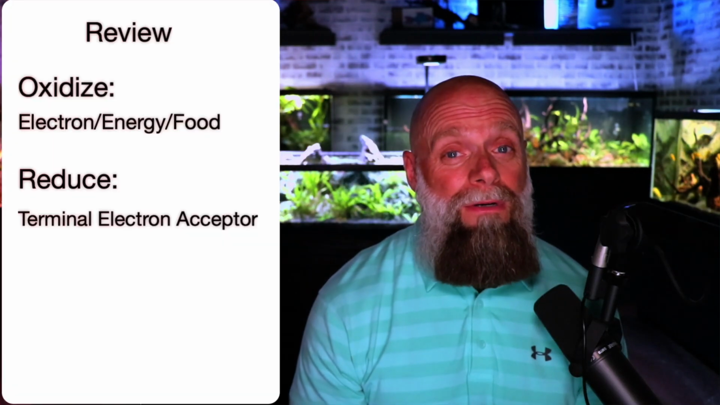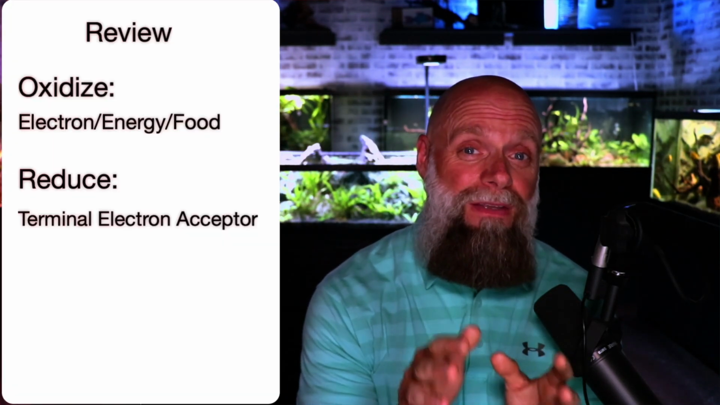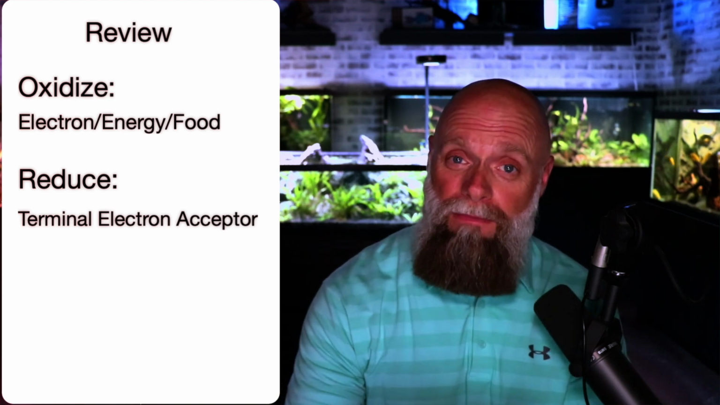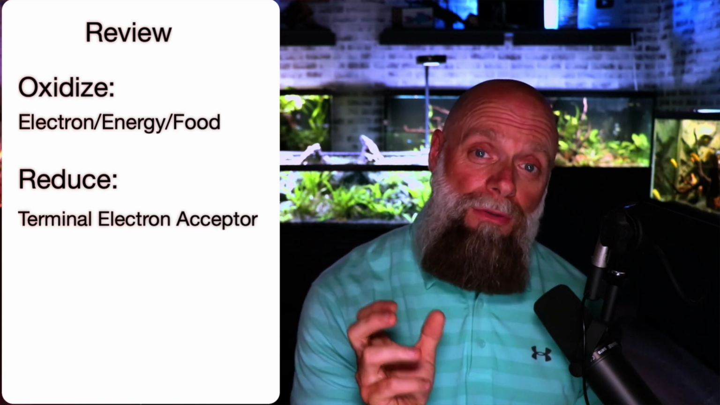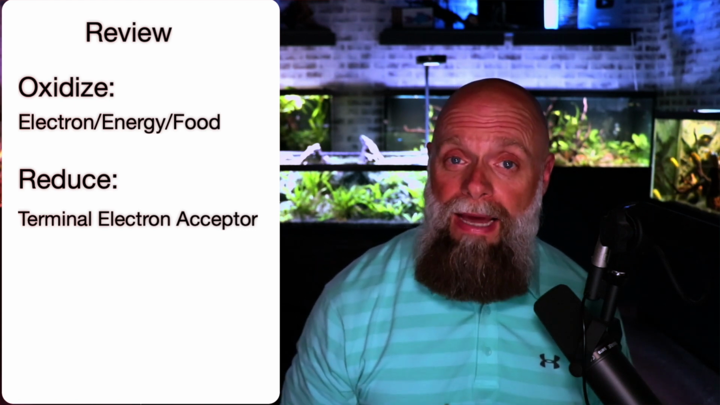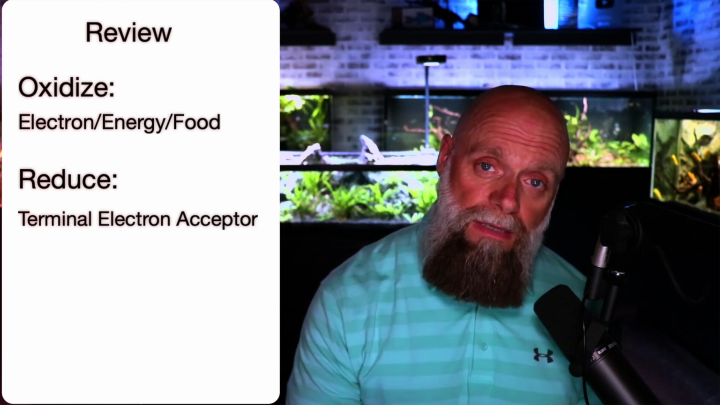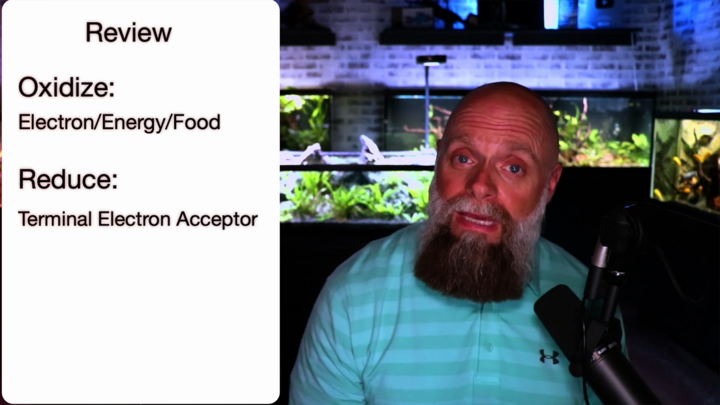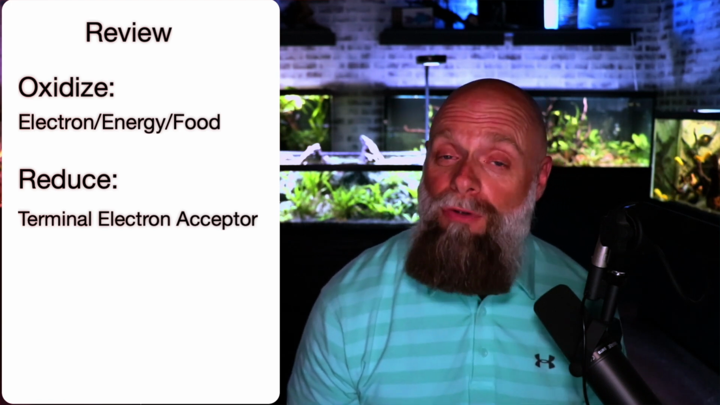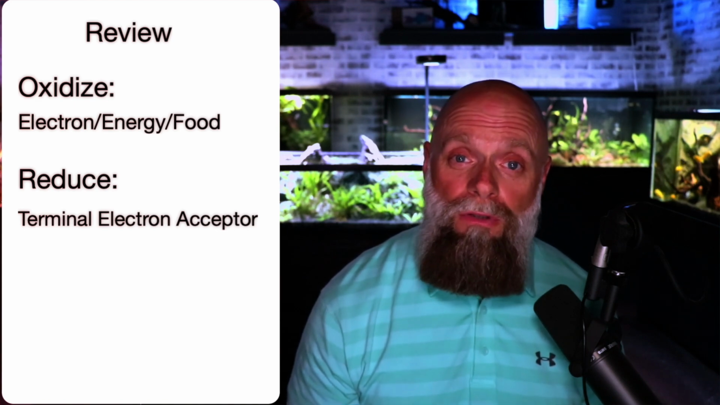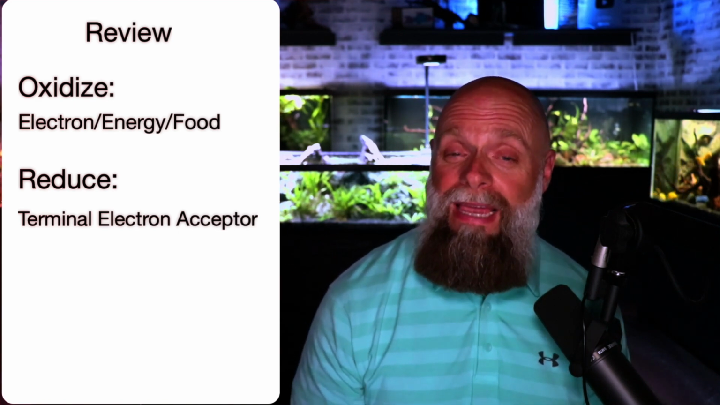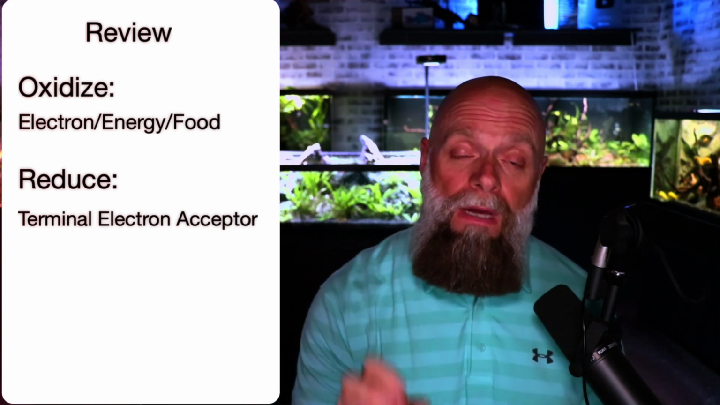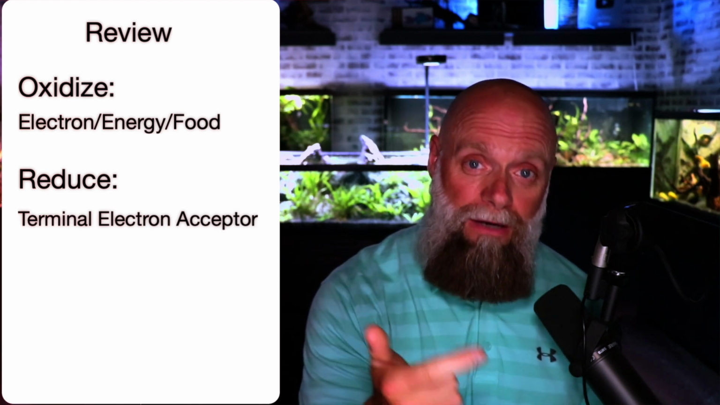So the first thing I want to do is a quick review, and that review is on these two important concepts, oxidation and reduction. We talked about those concepts a couple videos ago. As it relates to energy metabolism, what we need to understand is anytime we say an organism is oxidizing something, what we're saying is it's using a compound or a substance as an electron source or an energy source or a food source. It all means pretty much the same thing to us, okay? So when you see oxidize, it's critical as we move forward in this video that you link electron, energy, or food source.